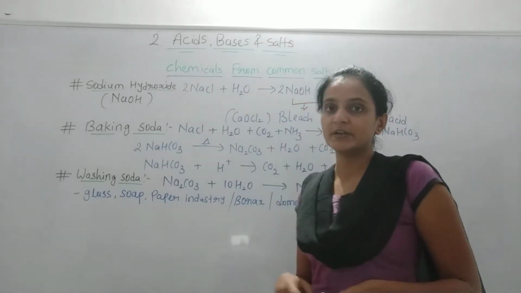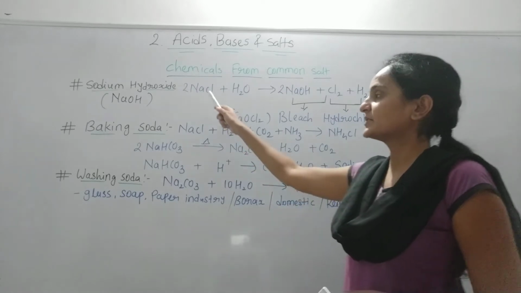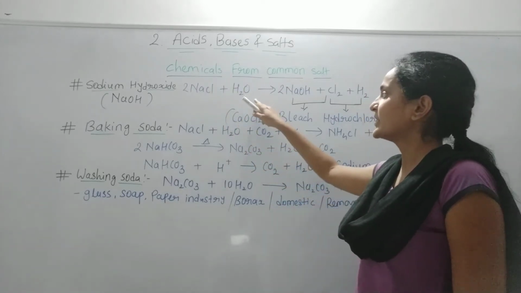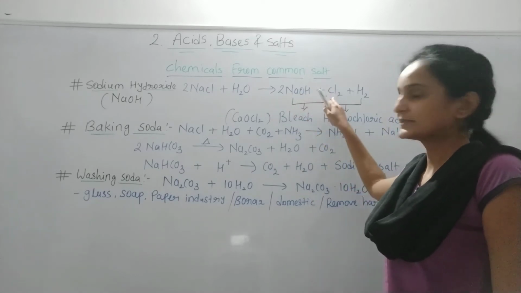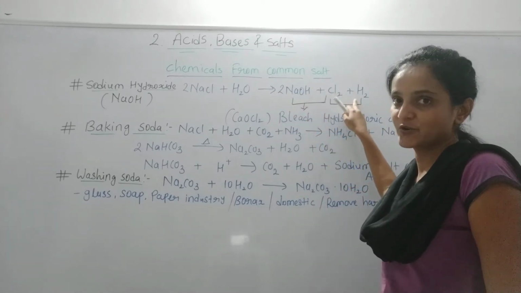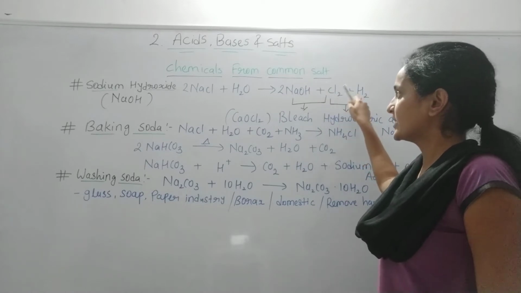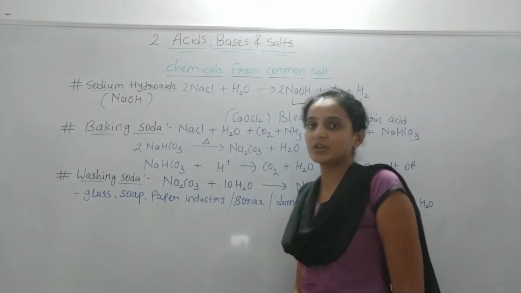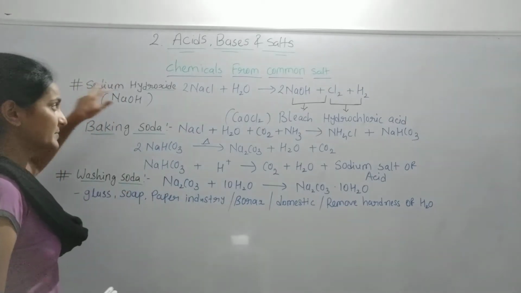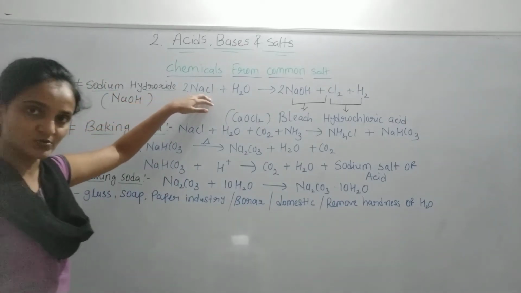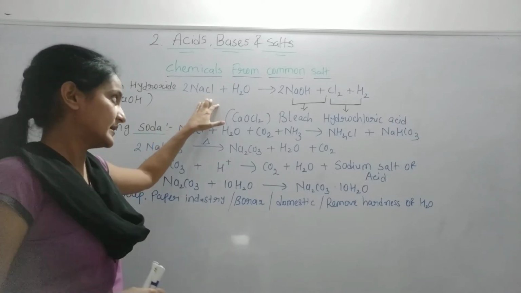So how can we do it? For that we have a reaction: sodium chloride, when reacting with water, will produce sodium hydroxide plus chlorine gas plus hydrogen gas. So these are the products when sodium chloride reacts with water. So we will get the sodium hydroxide. So for the preparation of sodium hydroxide we can use NaCl as a raw material.